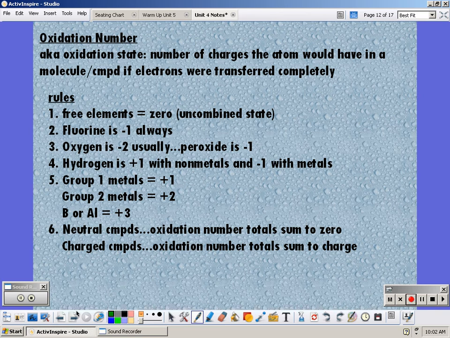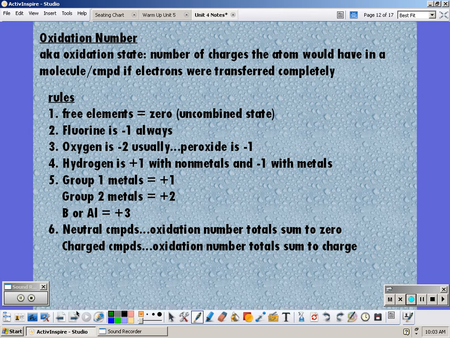So we follow these 6 rules. If it's a free element, in other words, it's not combined with any other element, then it's 0. If it's fluorine in a compound, fluorine's oxidation number is always -1. If oxygen is in the compound, it's typically a -2, unless the oxygen is part of a peroxide, then it's a -1. Hydrogen's oxidation number is +1 when it's with nonmetals and -1 when it's with metals. All group 1 metals have a +1 oxidation state. All group 2 metals have a +2 oxidation state, and boron and aluminum both have a +3 oxidation state.